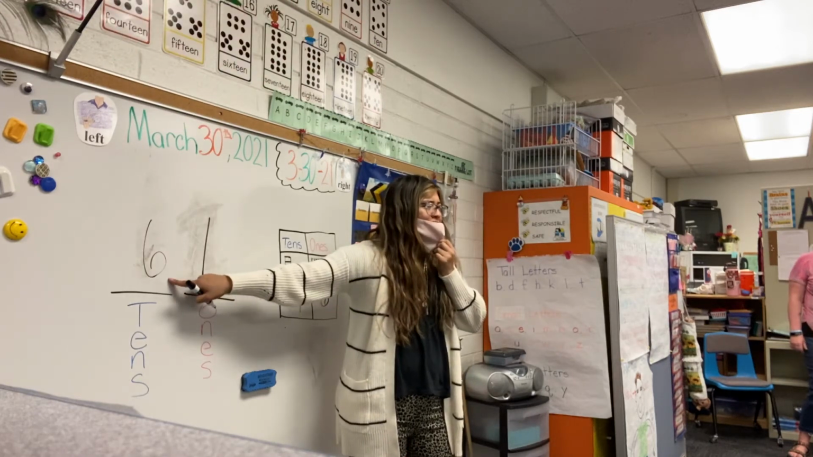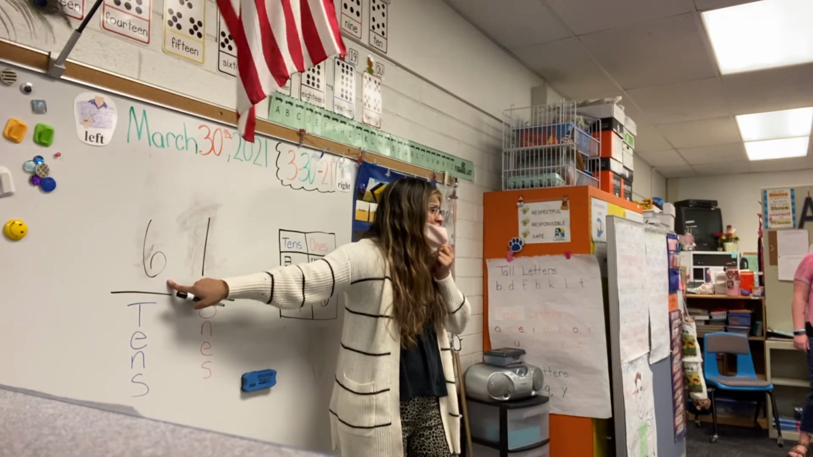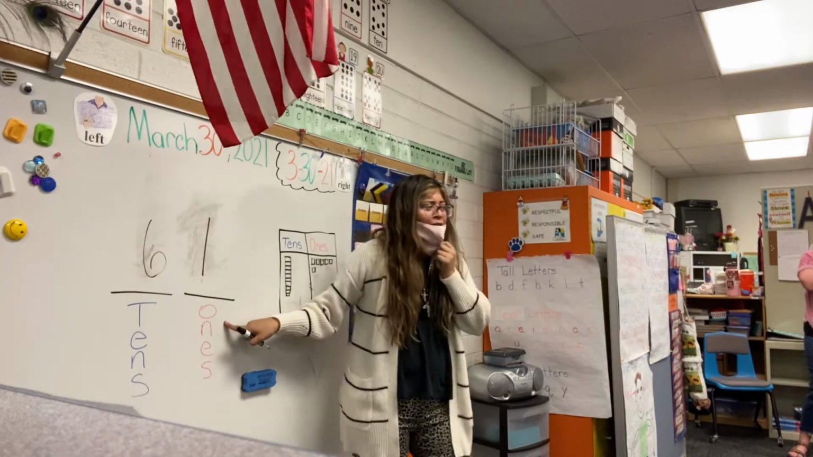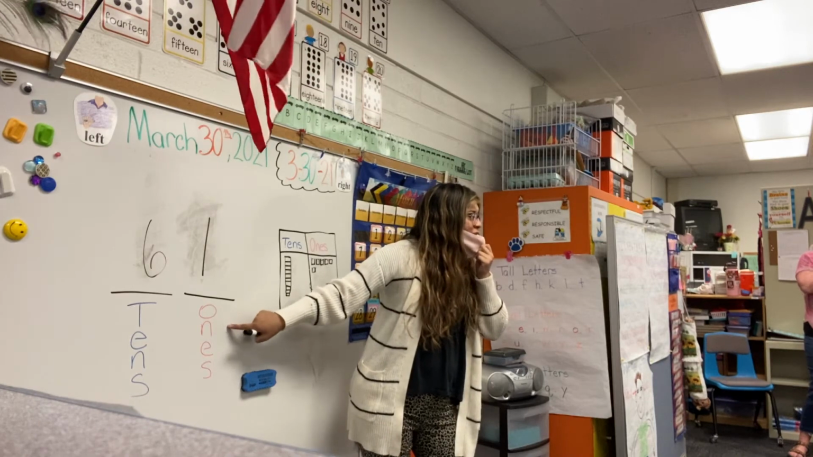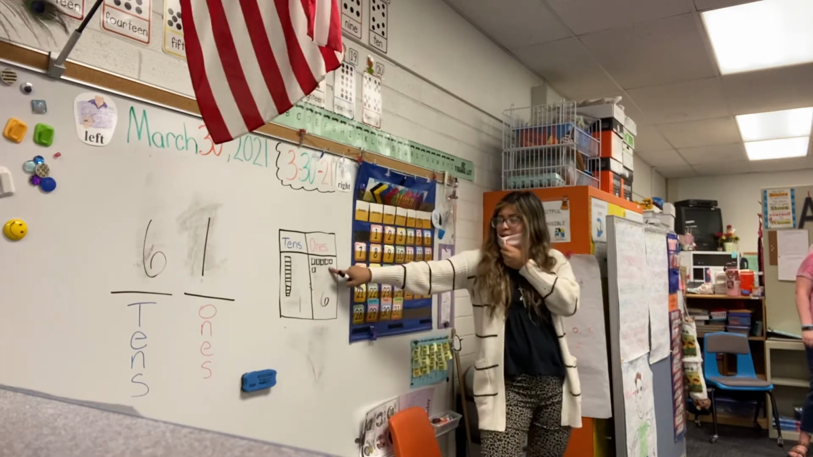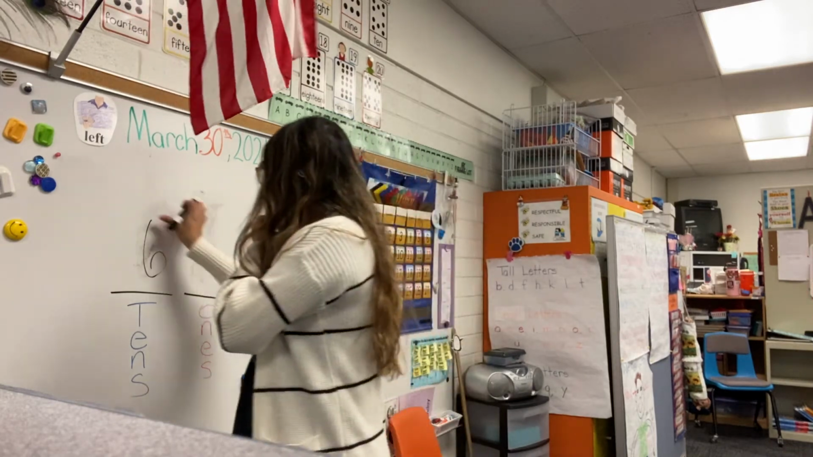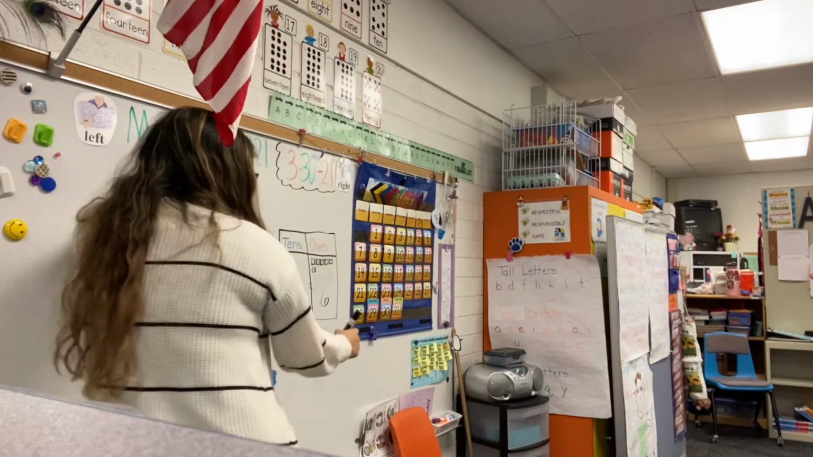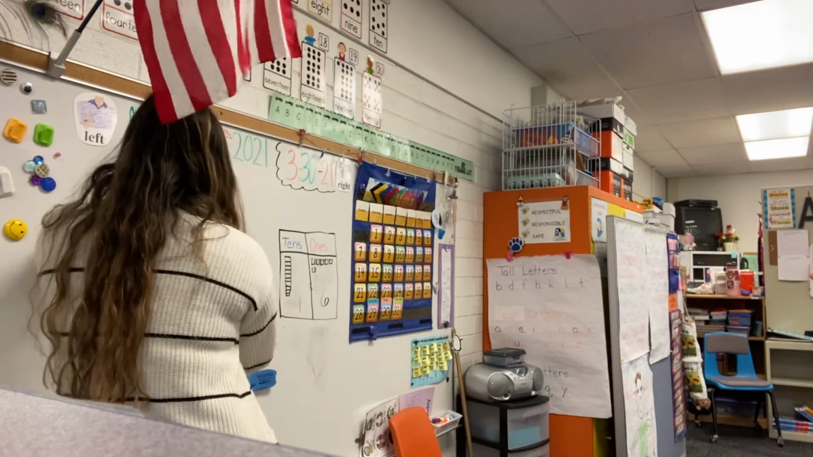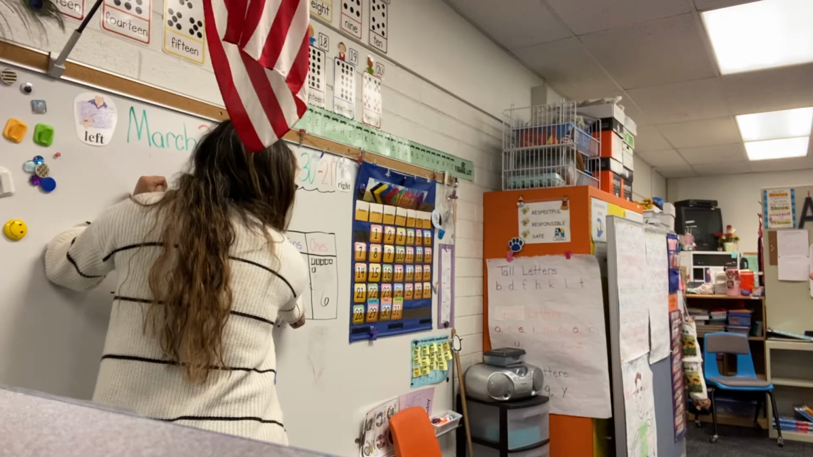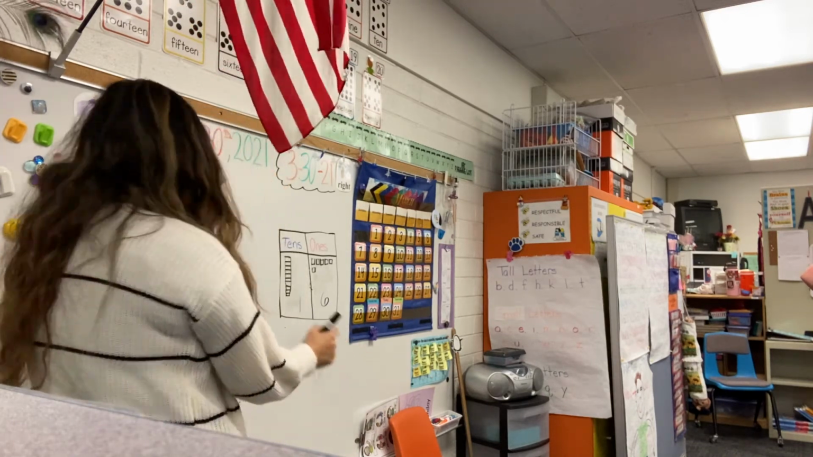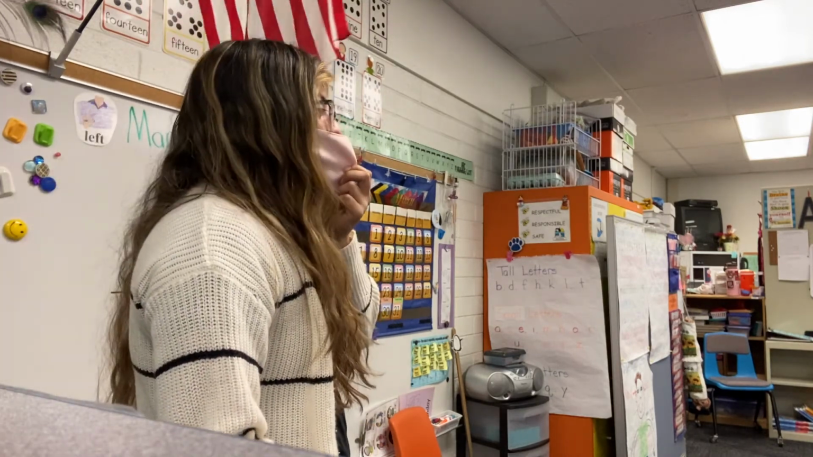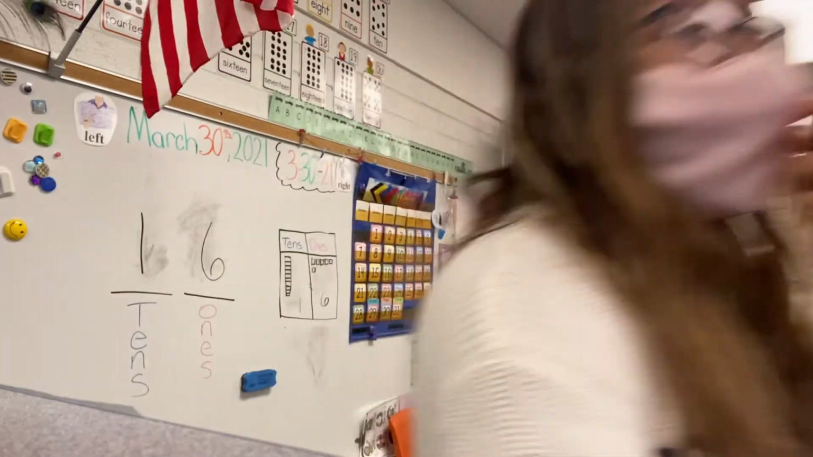Right, because that would mean we would have six groups of 10. Do we have six groups of 10? Yeah. We don't have six groups of 10, darling. Do we have one? Ones? Yeah. No, we have more than one. We have six. So that means I look over here. Six, that's the first number. And how many groups of 10 do we have? One group of 10. So what's our number? 16. Good job, guys.